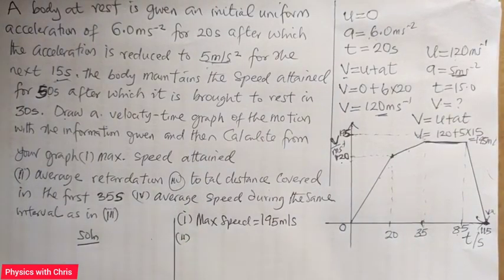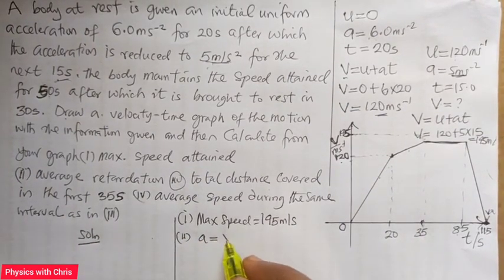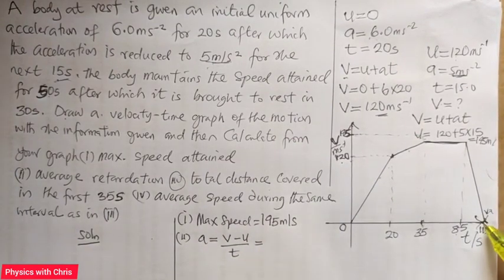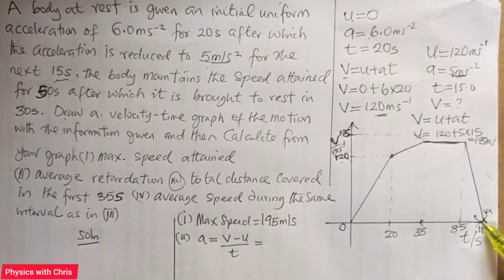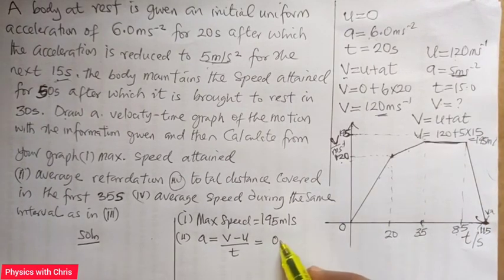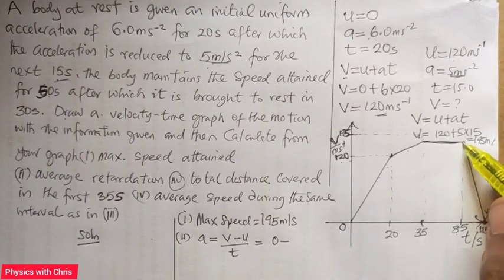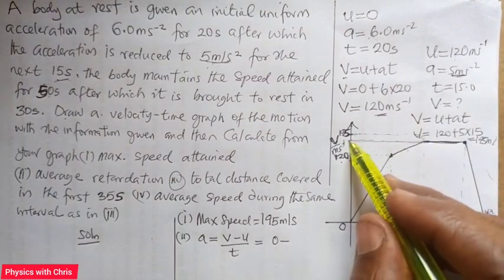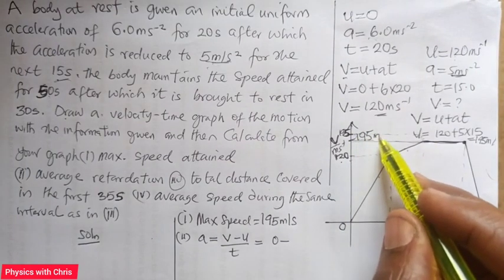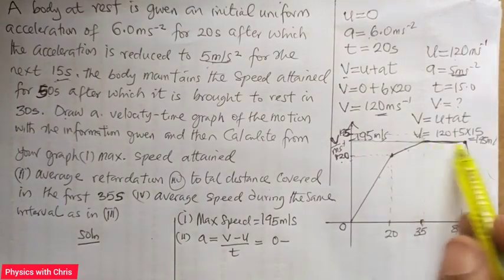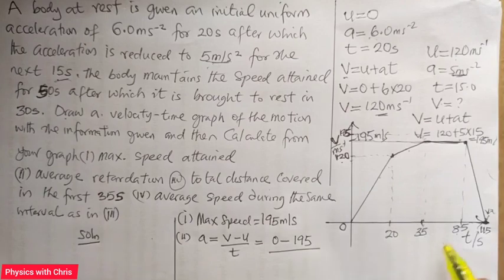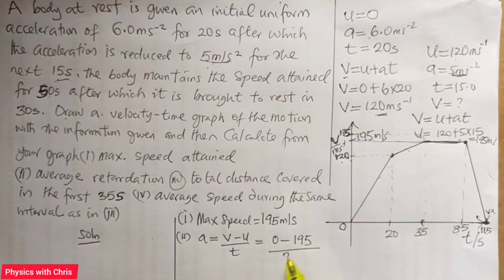Then the average retardation. Average retardation, we use the formula V minus U divided by time taken for the retardation. So my V is when the body is at rest, when it's eventually brought to rest. The final velocity is 0. And before the brakes are applied, the body was already cruising at a top speed of 195. This point corresponds to 195 meters per second. So I put it as 195 over the time taken for deceleration. Of course, you are told that it's brought to rest in 30 seconds.